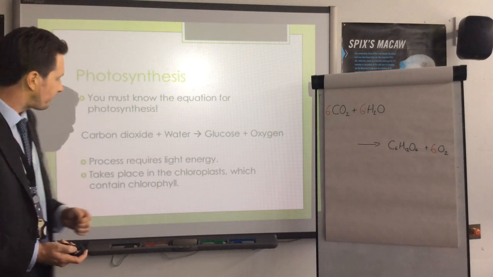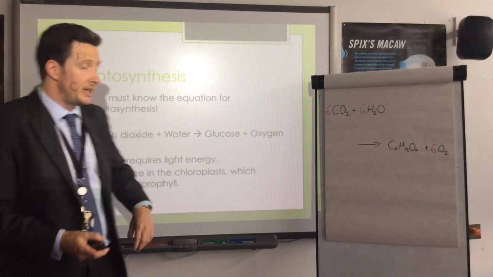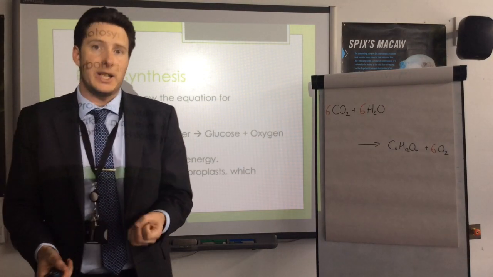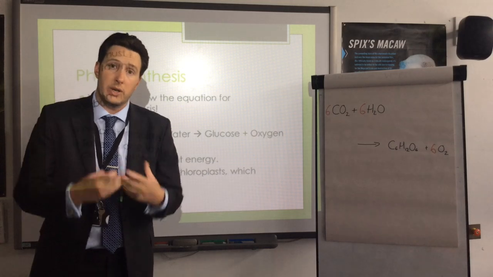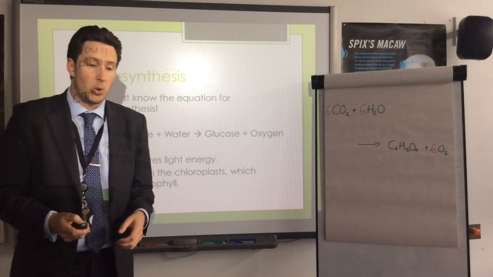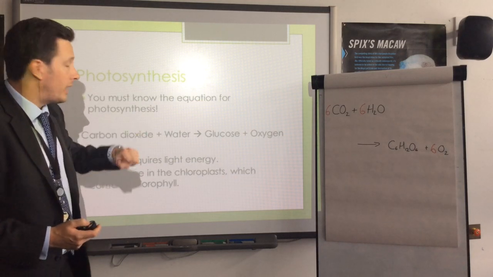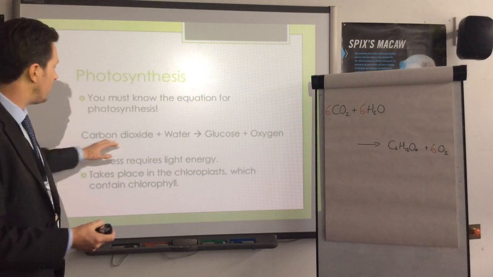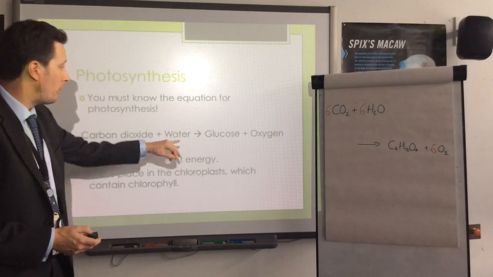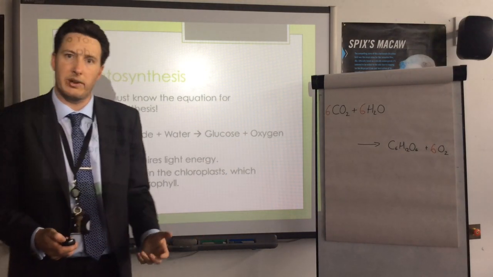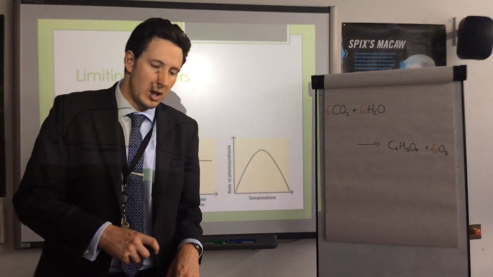Where it takes place is in those chloroplasts, which contain the chemical chlorophyll. Chlorophyll is the green pigment that actually absorbs light. So the plants will absorb light in their chloroplasts, they'll take in carbon dioxide and water to the chloroplasts, and they'll combine them to make glucose and oxygen, which can be released into the cell.